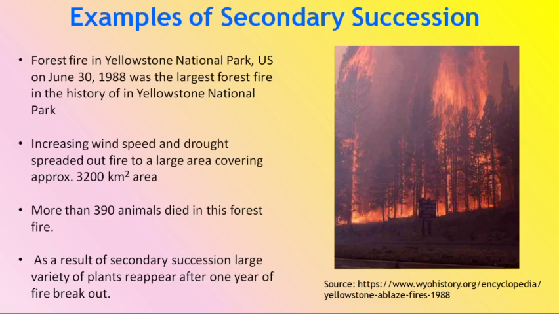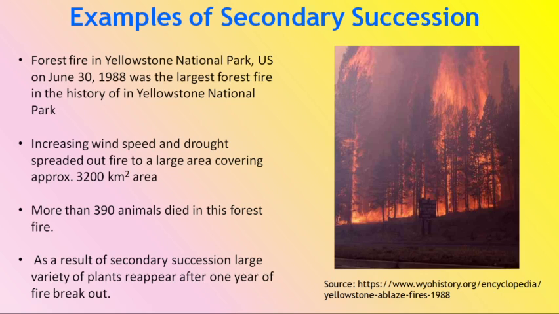The forest fire in Yellowstone National Park, US broke out on June 30th, 1988, and this was perhaps the largest forest fire in the history of Yellowstone National Park. Because of increasing wind speed and drought conditions, the fire spread to a large area and covered about 3,200 square kilometers. It is roughly equal to the area of the entire India. More than 390 animals died in this forest fire, and most of the existing community was destroyed.